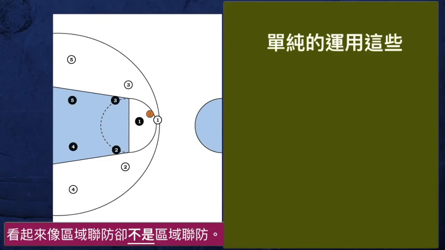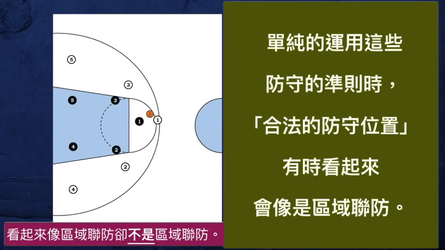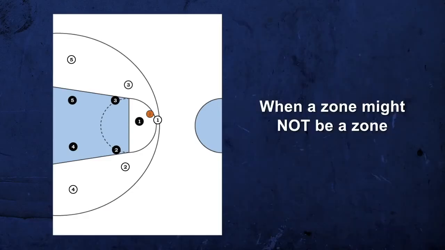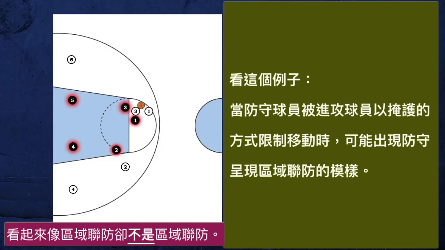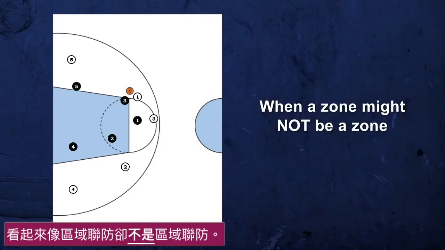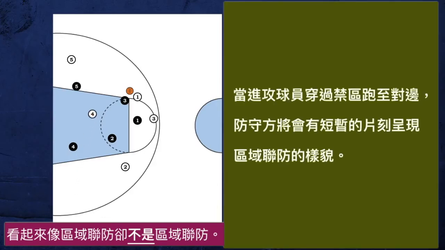Be aware that legal defense can look like a zone when in fact it is simply a good application of these defensive guidelines. In the following example, it could appear that the defense is playing a zone, when in reality the offense's positioning and lack of movement allows the defense to play in such a manner. If the offense were to run a player through the key, it would quickly become evident whether the defense is playing a zone or not.